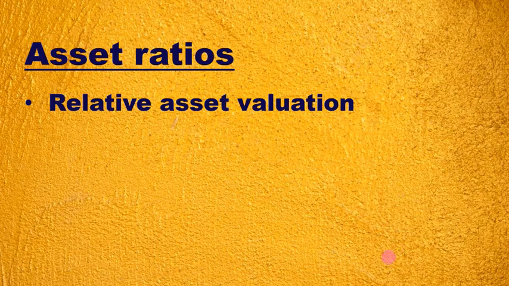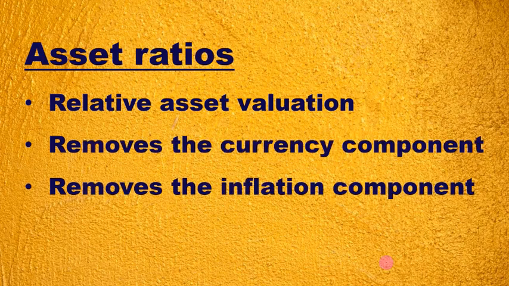I've used the gold-silver ratio as an example, but basically any two assets can be compared using ratios. The ratio gives us an idea of the relative valuations of whichever two assets you're comparing. It also removes the currency component and therefore excludes the effects of inflation. For all of these reasons, I think it is useful to look at asset ratios. But as I said, there are issues that we do need to be aware of if we're considering trading using such ratios.